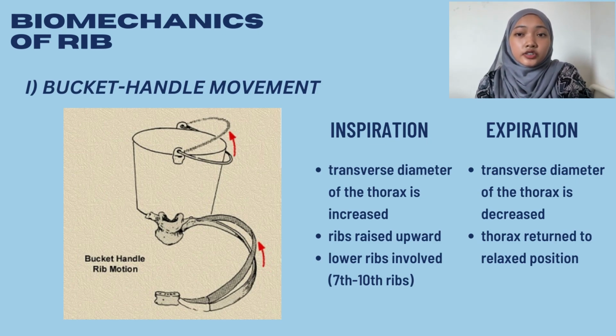During inspiration, the transverse diameter of the thorax is increased by the ribs swinging outward, indicating bucket handle rib motion. The 7th to 10th ribs are primarily involved in this movement. During expiration, the transverse diameter of the thorax is decreased. This is because the weight of the thoracic walls causes the lateral diameters of the thorax to return to the relaxed position.